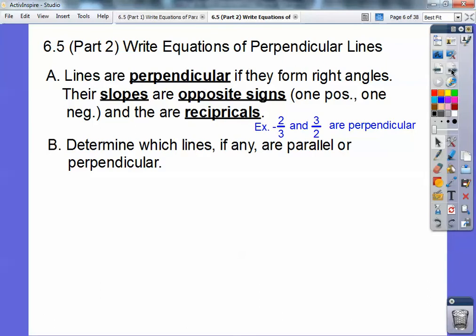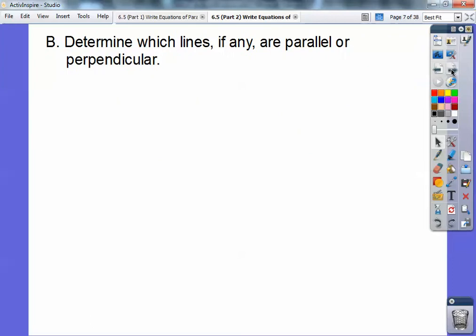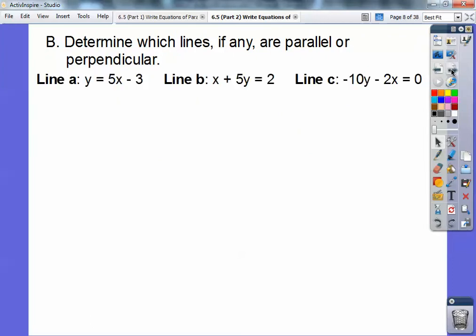Okay, so determine which lines, if any, are parallel or perpendicular. I just put the directions at the top right here, so I have some more room. And so we have these three lines. Line A has y equals 5x minus 3. Line B is x plus 5y equals 2. And line C is negative 10y minus 2x equals 0. All right, so find the slopes of each.